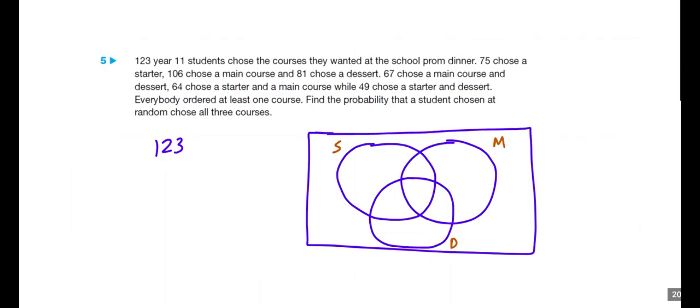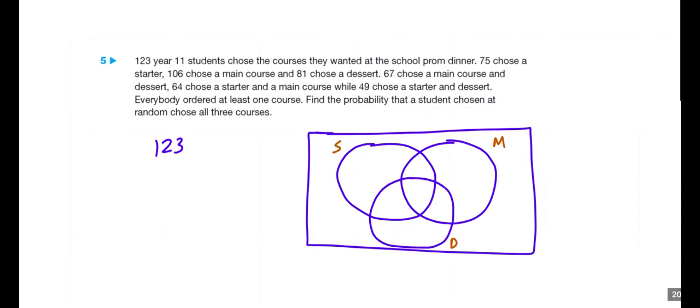Now, let's start. Whenever you get a question like this, big advice: always start with the most common part. So, start with this. How many people are choosing all three? Did they tell us? 67 chose main and dessert. 64 chose starter and main. 49 chose starter and dessert. So everybody ordered at least one course. Find the probability that a student chosen at random chose all three courses.